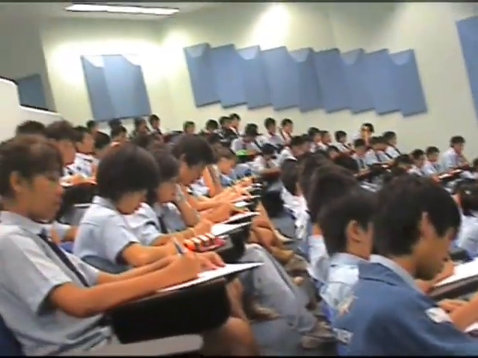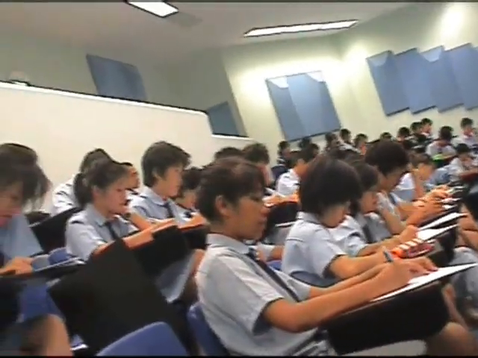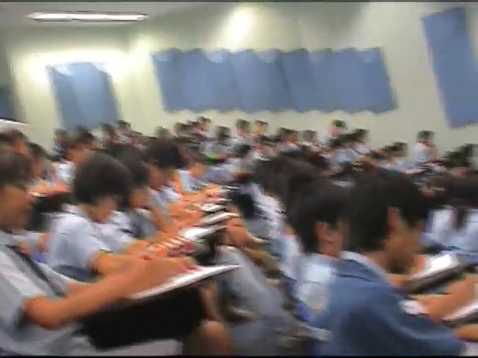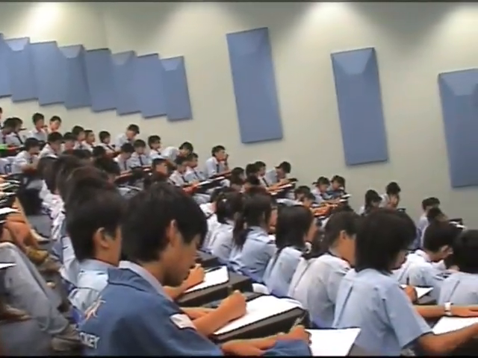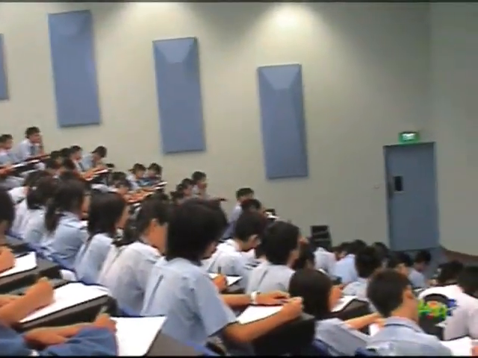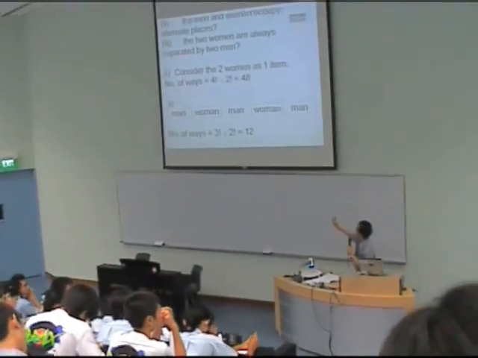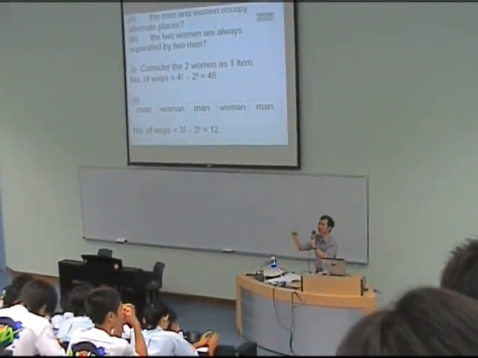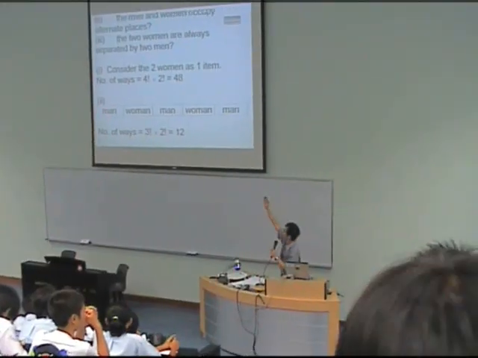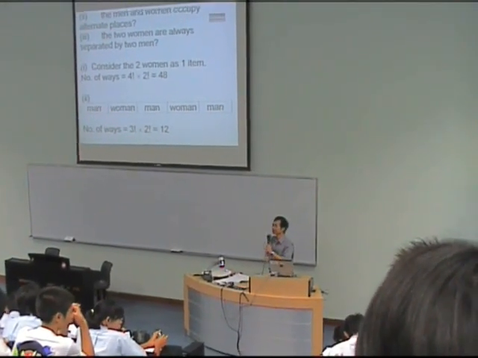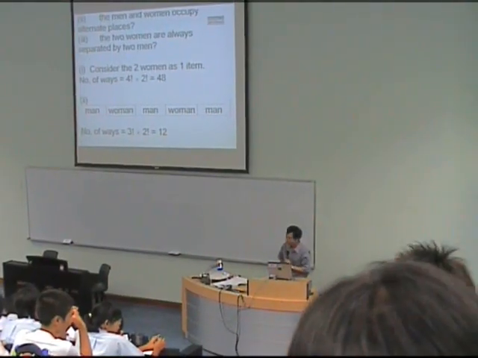Once you have put this down, then you think of how to arrange the 3 men. There are 3 seats reserved for them: man, man, man. So how many ways of arranging 3 men? 3 factorial. How many ways of arranging the 2 women? 2 factorial. Switch. So the total answer is 12. You understand? Very simple working.